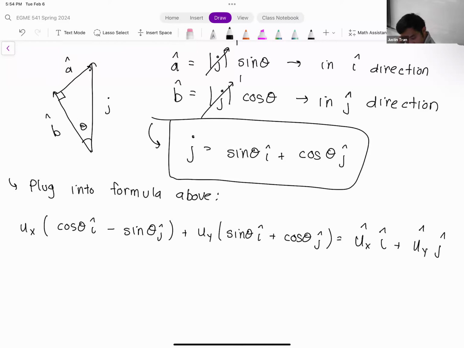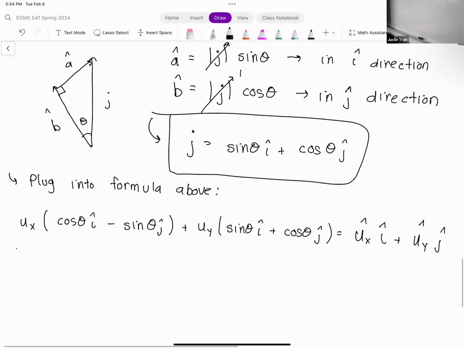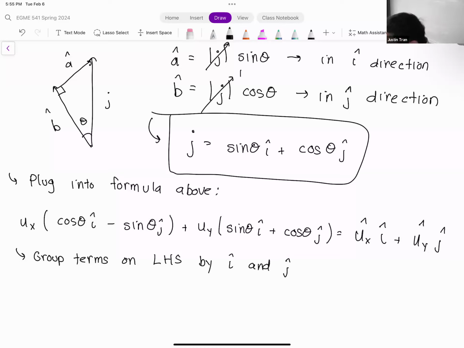So it seems like we're just making a mess. We're just throwing i's and j's and sines and cosines everywhere. But now what you'll see is that we have both i hats on the left-hand side of the equation and i hats on the right-hand side, and same thing with j hats. So what we can do now is group like terms and form a system of equations. We're going to group terms on the left-hand side by i hat and j hat.